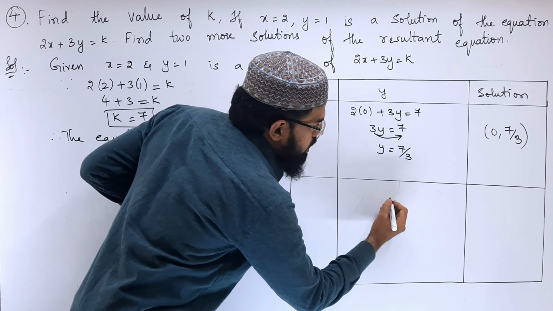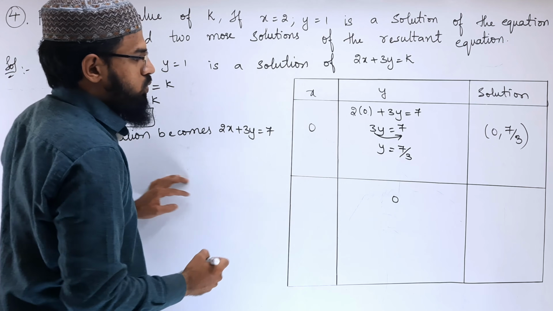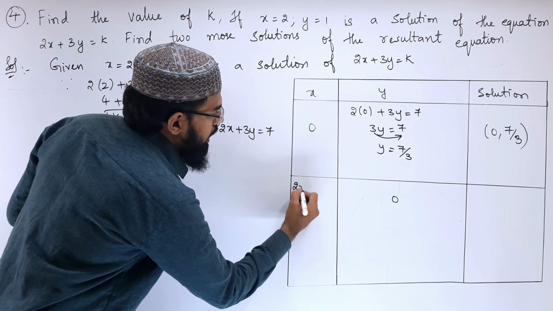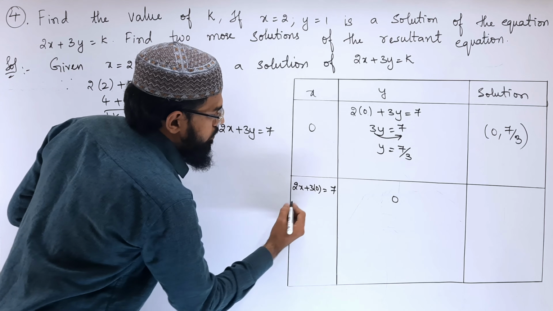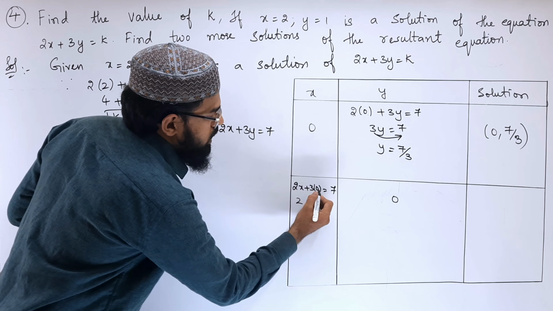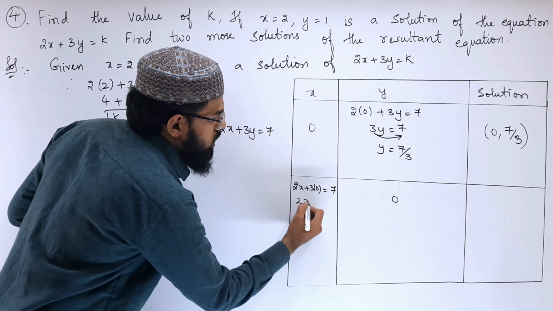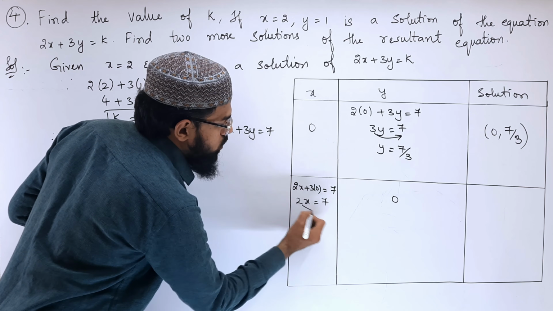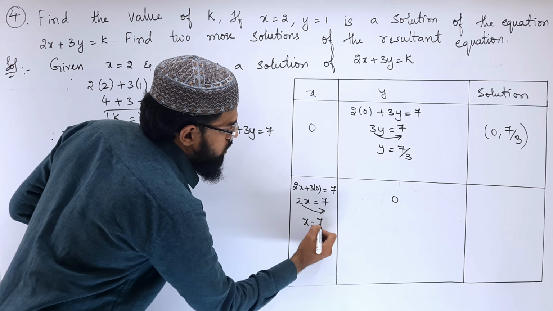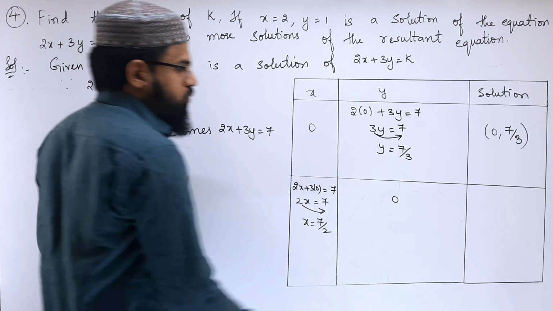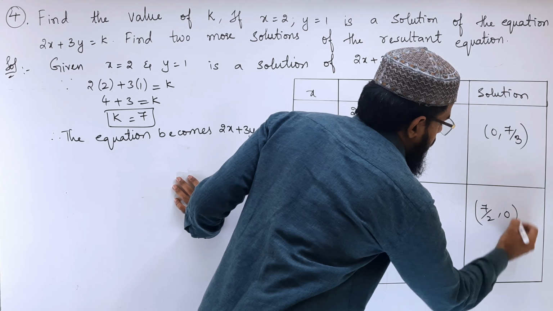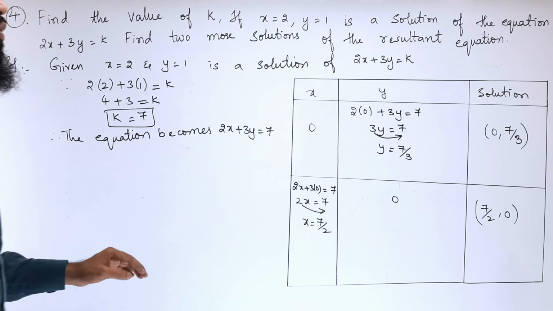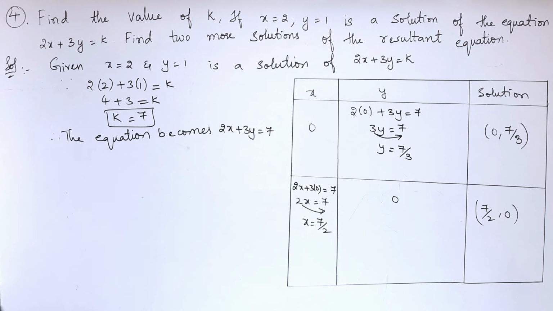Next, let us take y as 0. So we get 2x plus 3 into 0 is equals to 7. So 3 zeros are 0, 0 plus 2x is 2x. 2x is equals to 7. 2 goes down, so x is equals to 7 by 2. So the solution is 7 by 2 comma 0. So these are the two different solutions.